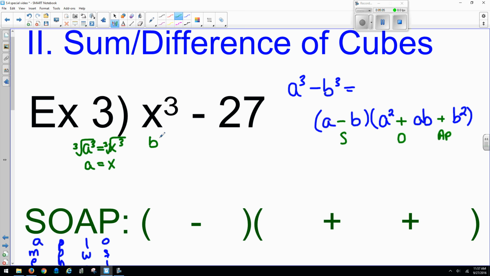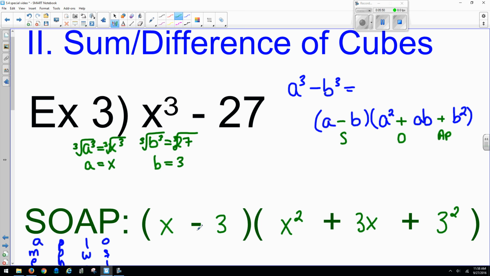That would make b cubed 27. And again, I'm going to go ahead and take the cube root of both of these. That's a cube root sign. And so b is actually 3. And if you don't know that the cube root of 27 is 3, you can certainly figure it out in your calculator. I can show you how to do that in class. So then I'm just going to substitute a and b into this formula here. I'm going to put a right here, b right here, a squared right here, b squared over here, and a times b in the middle.